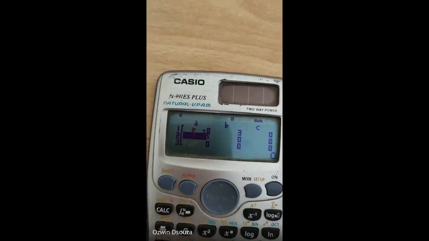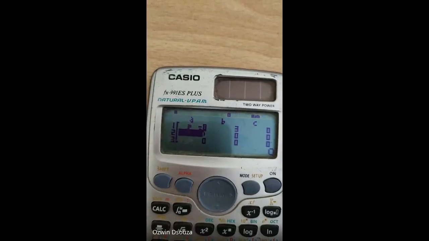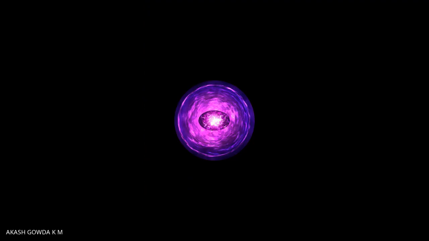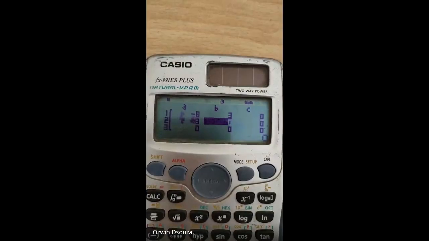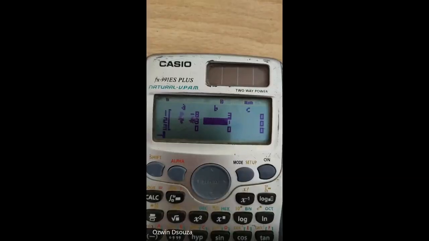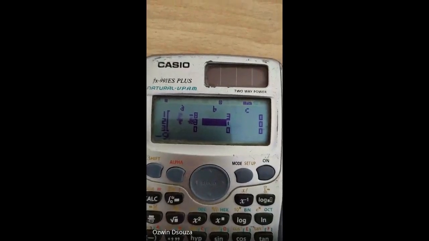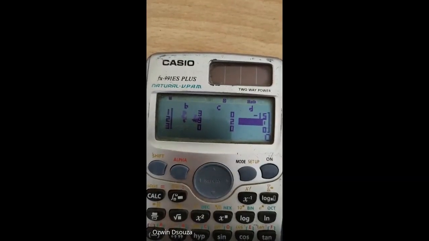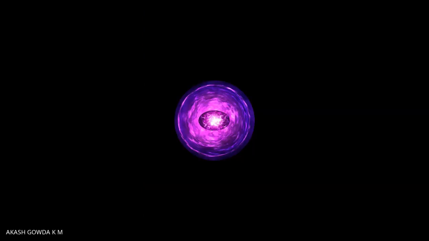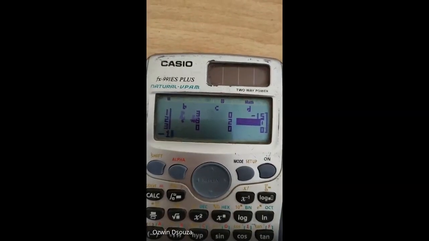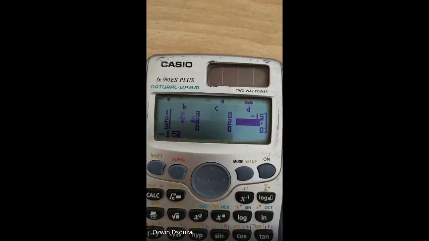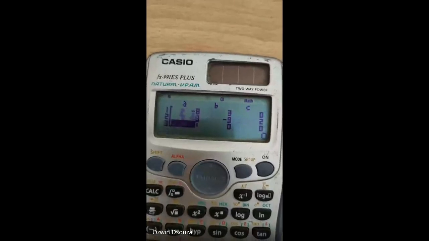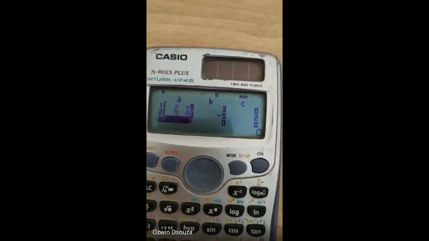Now it has come to the second row, so do the same thing. What is the first coefficient? 3. Then minus 9. Yes, sir. And plus 2. And -15. Okay, enter. Done.